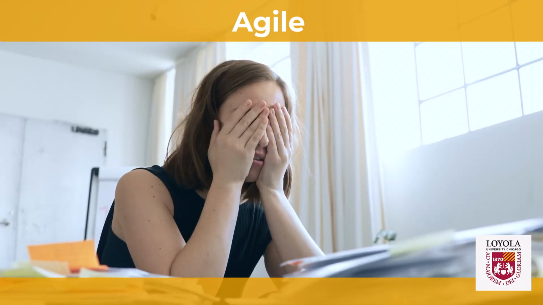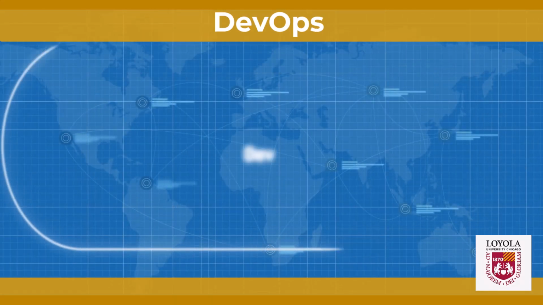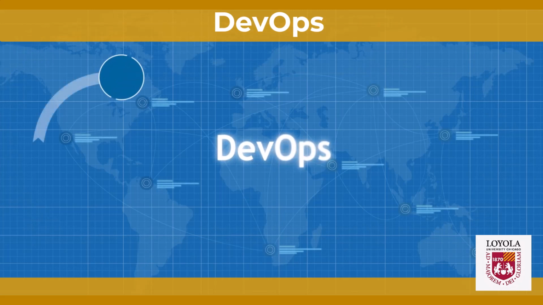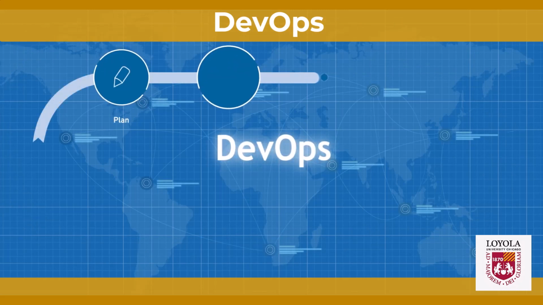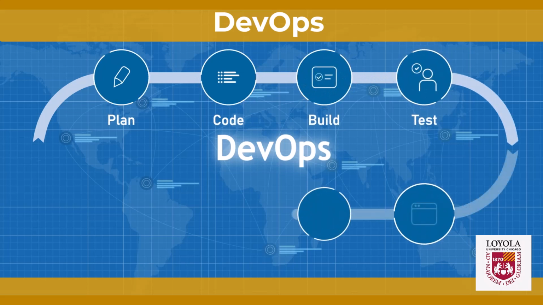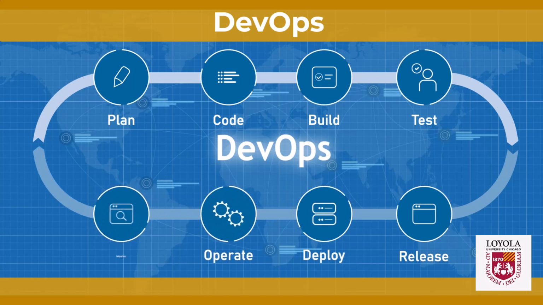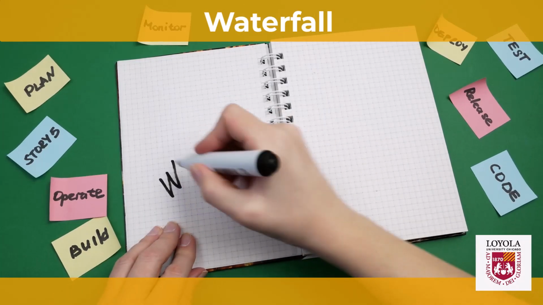Next up, we have DevOps. This methodology focuses on increasing collaboration between development and IT operation teams. It relies heavily on automating processes to enable continuous development, testing, integration, and deployment of software. DevOps provides speed, quality, and security through robust tools and practices, but it requires a significant culture shift and buy-in across the organization. And last but not least, the Waterfall methodology.